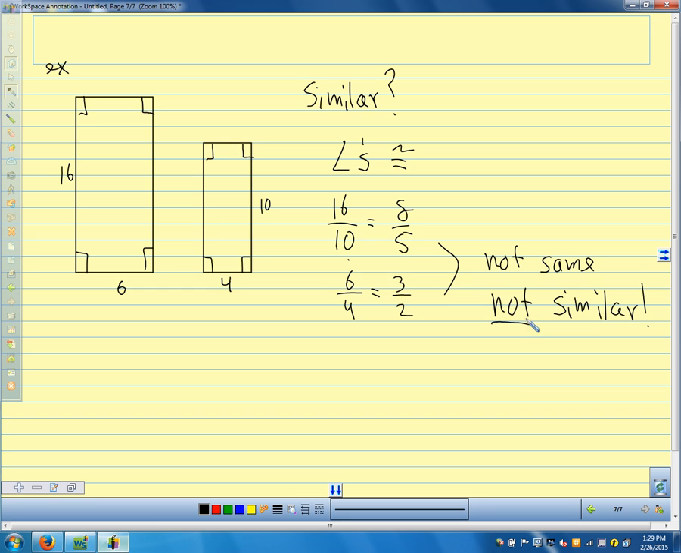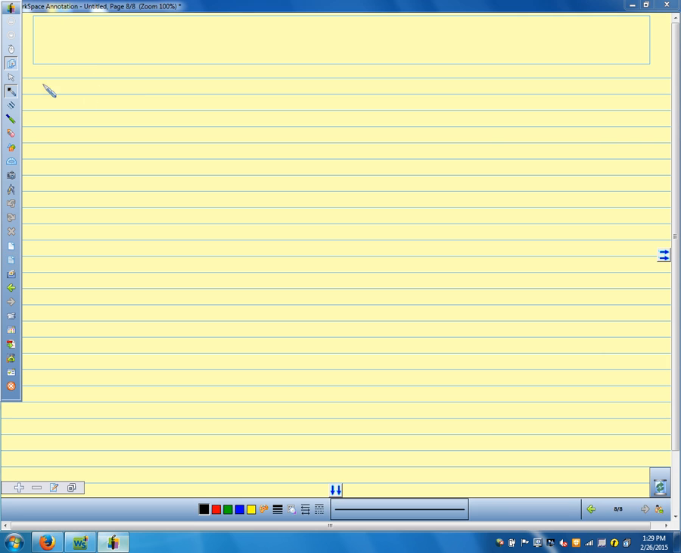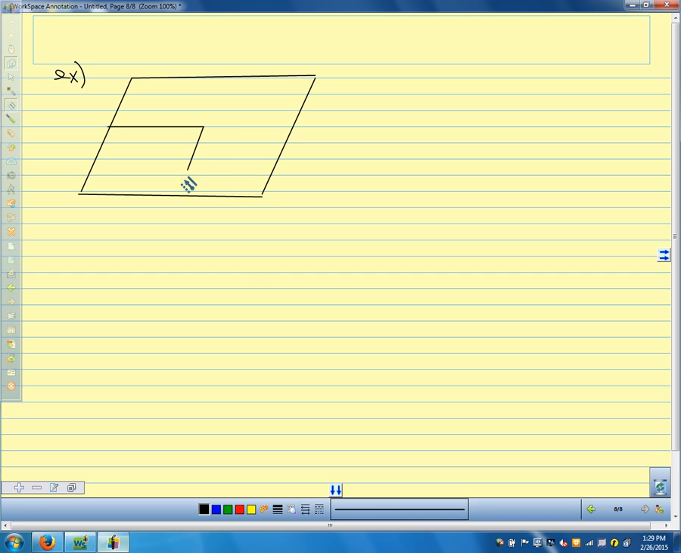Let's look at the kinds of problems that we're going to be working with a little more in this chapter. So we're going to start with two similar shapes and find a missing piece. So we know that WXYZ is similar to RSTZ. So the big shape is similar to the smaller shape, and the problem asks us to find X.